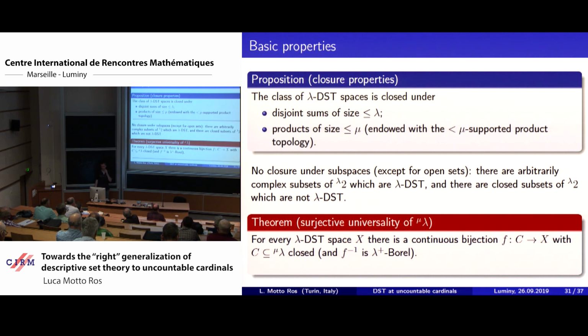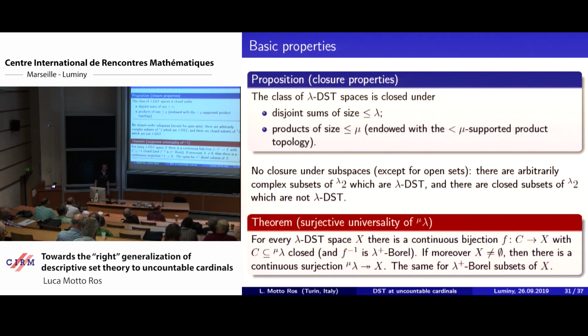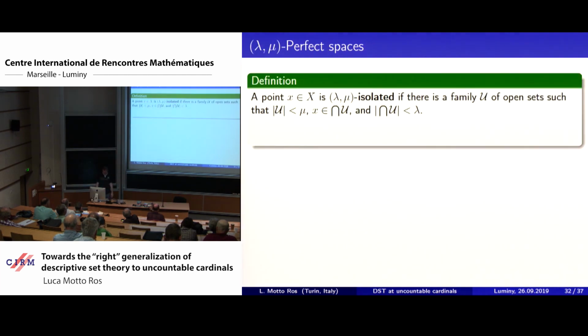You save essentially the result we saw before, so every space is still a continuous image, injective image of a closed set with inverse Borel. Still, you can modify this to a surjection from lambda to the mu. Still, the same is true for Borel sets. So I'm just listing, these are always the same results, but this works in this very, very general setup now.